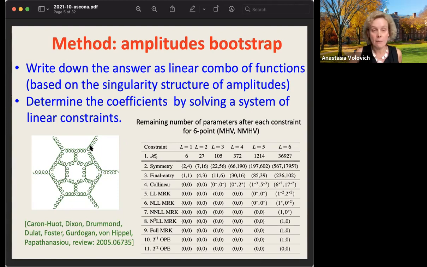Okay, so it's easy to say this, but in practice, for example, I have a table here listing the number of parameters and the number of constraints in this linear system. If you go to the 6 loop, 6 point amplitude, you start with an ansatz which involves over 3,000 parameters. So you have to solve a linear system with over 3,000 parameters. But now you start imposing various symmetry constraints. Before you solve it, you say, I know from symmetry such and such things should appear. Then there's something called the final entry condition. There's the collinear limit. There's the multi-Regge kinematics constraint, and you keep going and apply these constraints. What is remarkable is that at the end they're able to find a unique solution. So it's a very highly constrained system, and the unique solution exists, and that's how they are able to compute these scattering amplitudes.